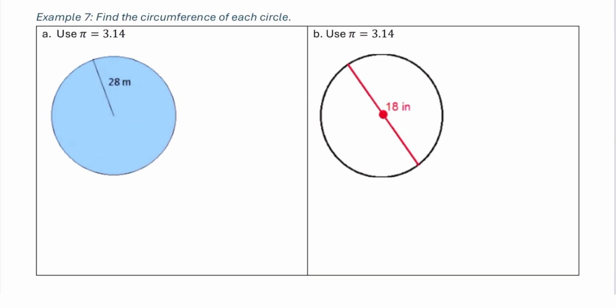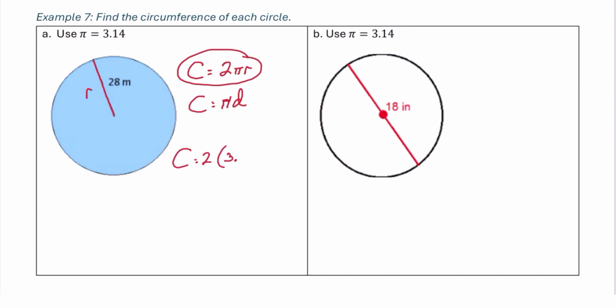Part 7, we want to find the circumference of each circle. Remember, the circumference is 2 pi r, or it could be pi d. In this particular example, notice we're given the radius, the distance from the center to the outer edge. So we want to actually use the first one. C is 2 times pi, which we will approximate to be 3.14, times the radius, 28.